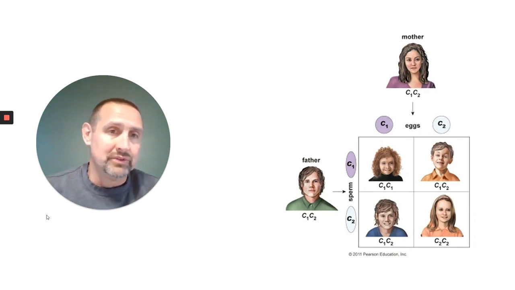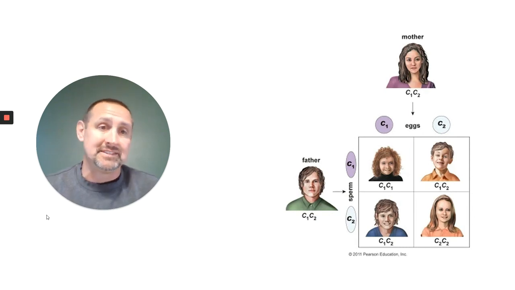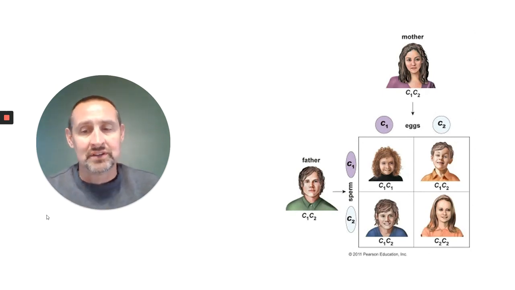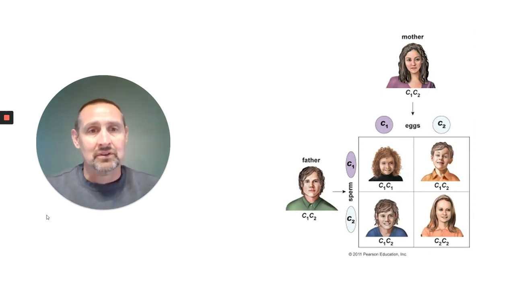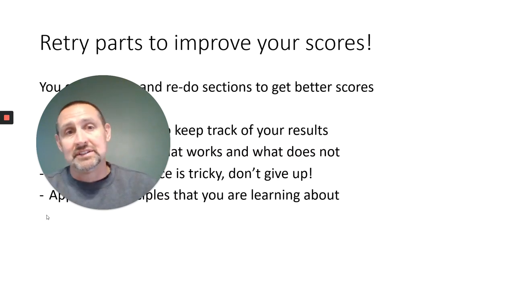Similarly, you might use an R for red and a W for white. And if you get an RW, that makes pink. Either way, it's a way that you can keep track of what genotypes are being passed along, and then what those features are going to look like. Because don't forget, the genotype determines the phenotype. The genetics determine the physical appearance.